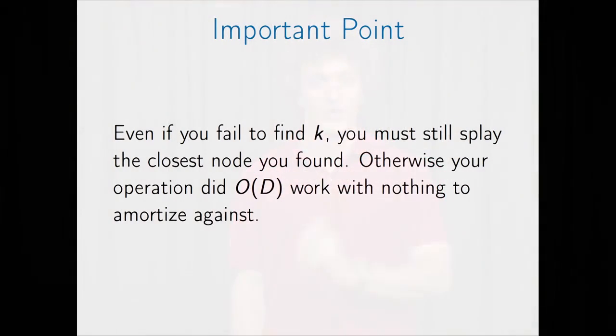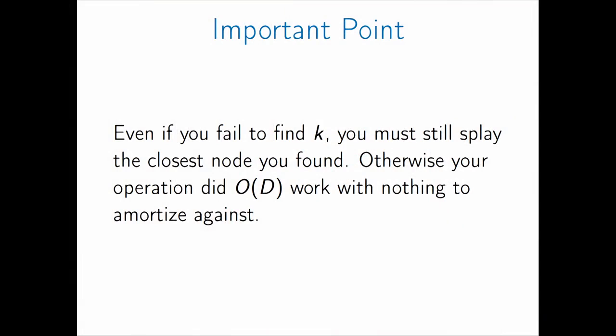Now, there's a very important point to note here, that it could be that when you're doing this search, you fail to find a node with exactly that key that you were looking for. But when this happens, you still have to splay the closest node that you found in this operation. Because otherwise what's happening is your operation did O of D work, but since you're not doing a splay, there's nothing to amortize against. You actually just spent O of D work. What you need to do is, if you're doing this big, deep search, you have to pay for it by rebalancing the tree. And you have to, therefore, splay whatever node you found, even if it does not have the right key.